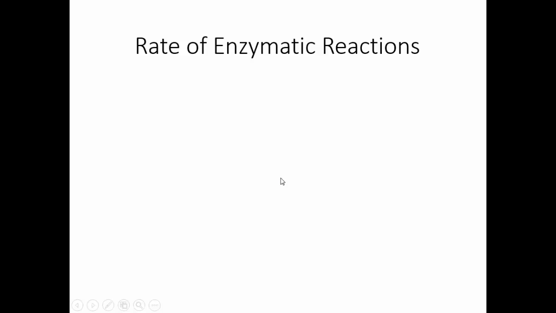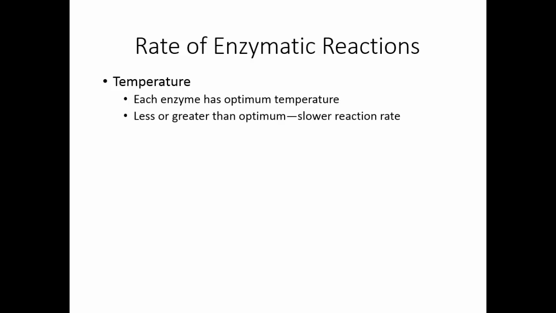Enzymatic reactions can be affected by environmental conditions. One of these conditions is temperature. Each enzyme has an optimum temperature at which it functions. If the temperature is less or greater than the optimum, then the reaction rate will be slower. At very high temperatures, because enzymes are proteins and high temperatures will denature protein, the enzyme will be destroyed. This means that the cell will permanently lose that enzyme.